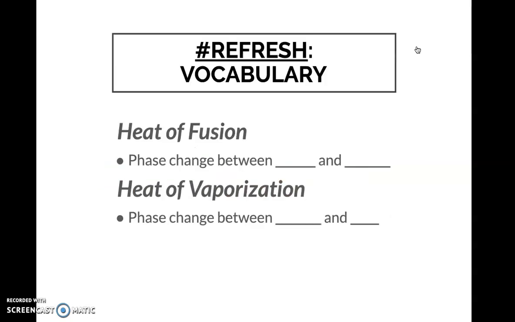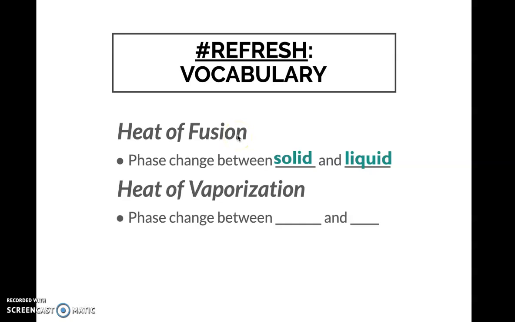constants. So if you can recall, the heat of fusion is the phase change between a solid and a liquid. So when a solid is changing into a liquid, that is going to be melting. And when a liquid is changing into a solid, that is going to be freezing. So melting and freezing points occur during the heat of fusion. That is the phase change that we're going to classify as heat of fusion.